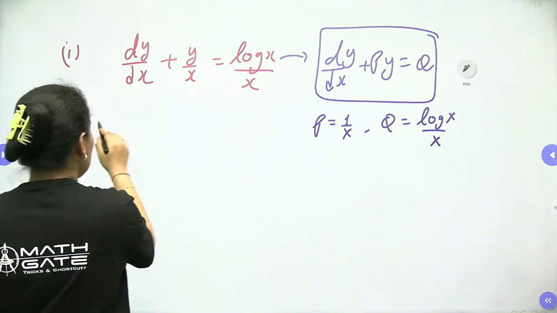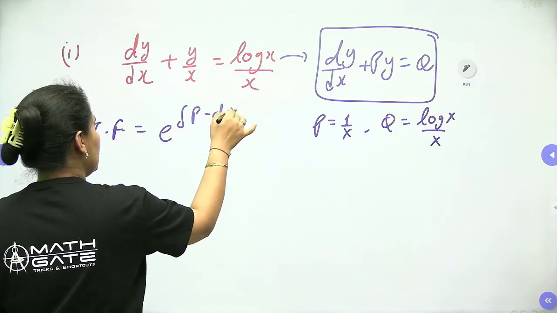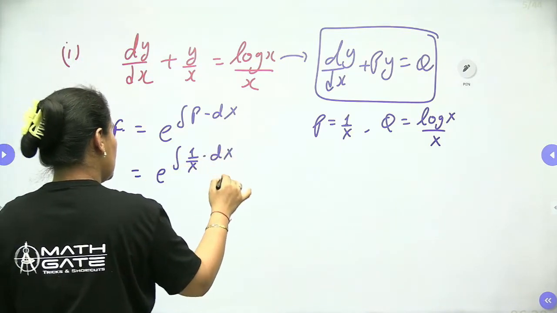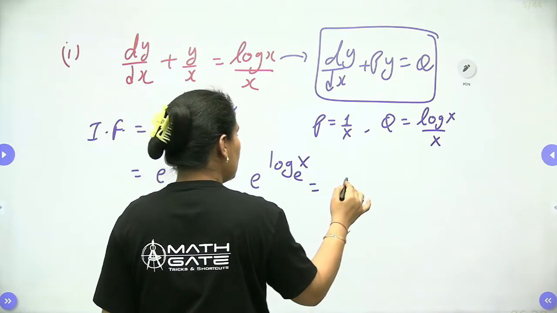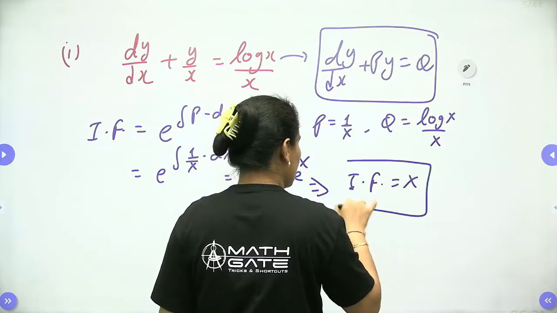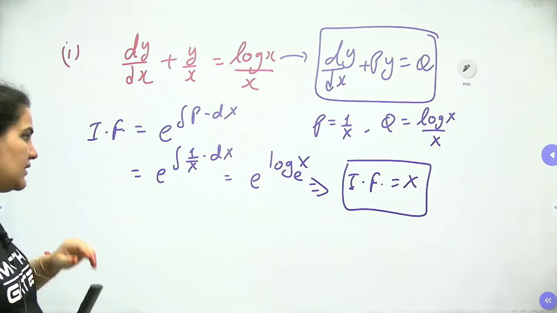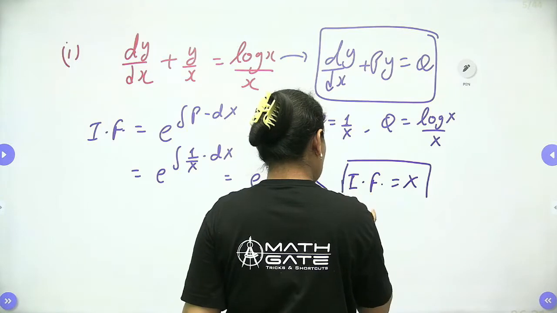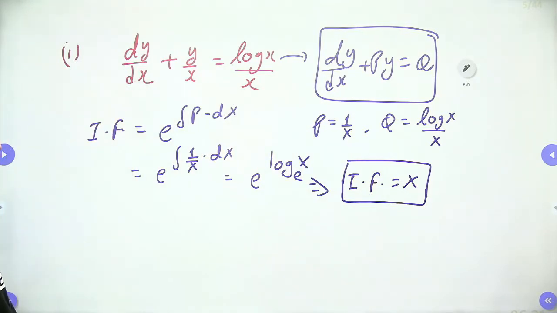So when we have p, let's find the integrating factor. The integrating factor will become e to the power integral of 1 by x dx, which is e to the power log x to the base e. So the integrating factor will be x only, my dear students. Yes, exactly, the integrating factor will be x only, right? So you can write down here the integrating factor is x. Okay, now it's clear.